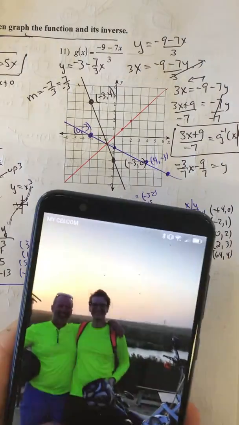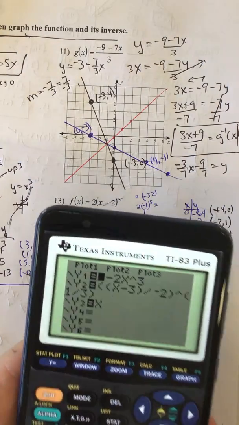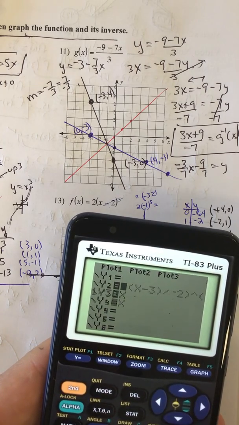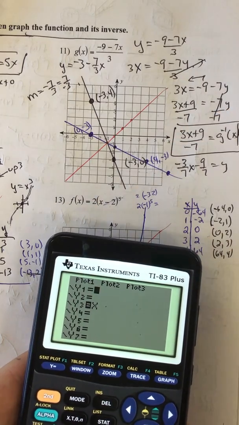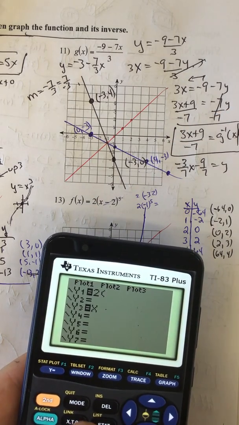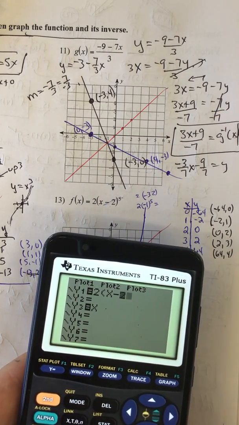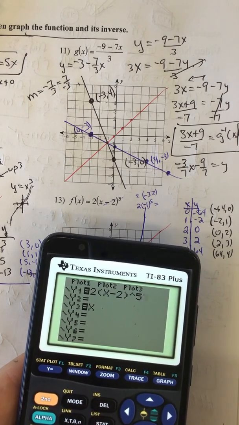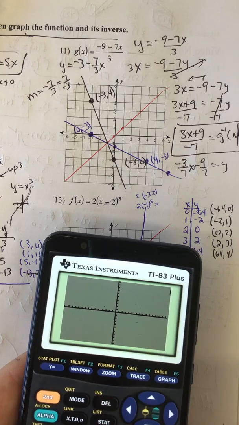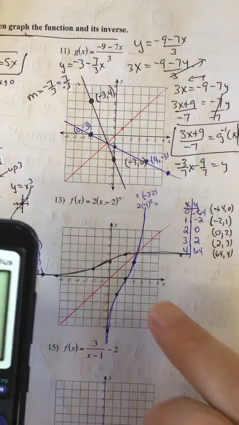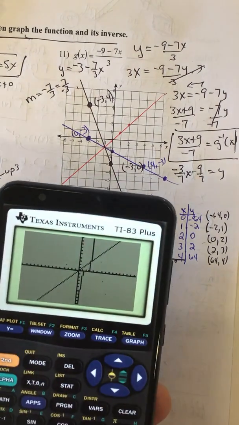Now to check that on our calculator, let me put the first one in, which was 2 times (x minus 2) all to the 5th. Okay, that kind of looks like the blue one.